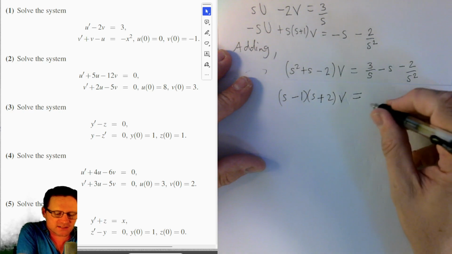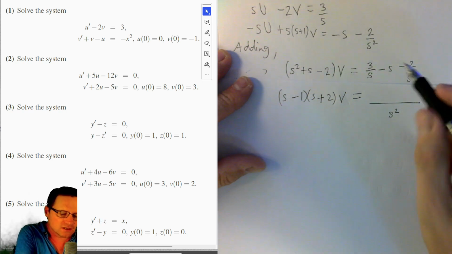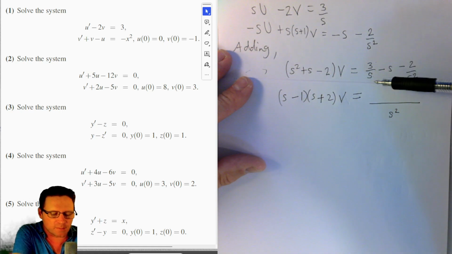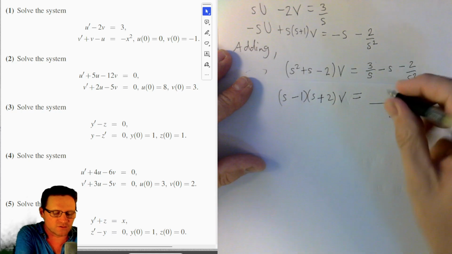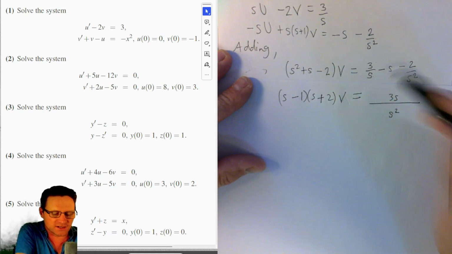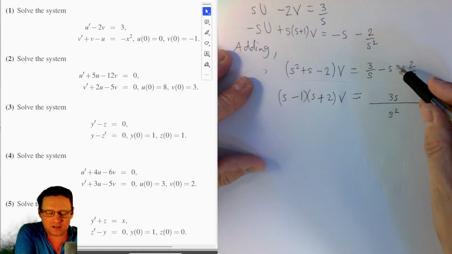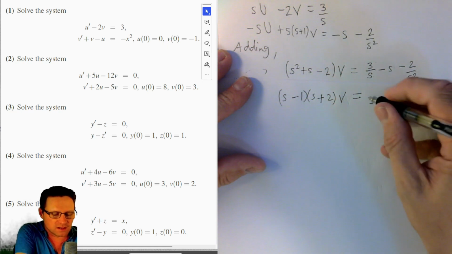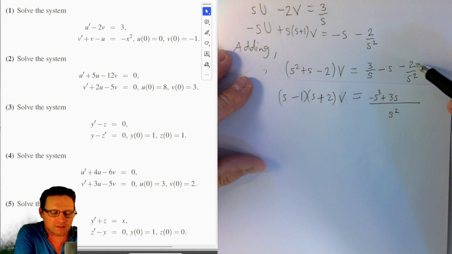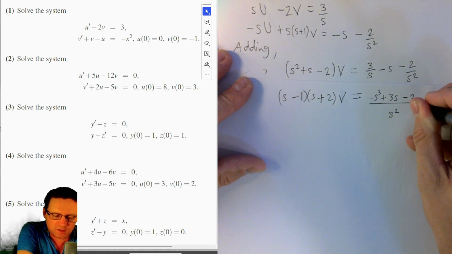And on the right-hand side, we want everything to be over s squared. So if I multiply 3 over s top and bottom by s, I'll have that over s squared. So we have 3s when I do that. Now for the minus s, if I multiply top and bottom of that by s squared, then I get minus s cubed. And minus 2 over s squared is already over s squared, so minus 2.